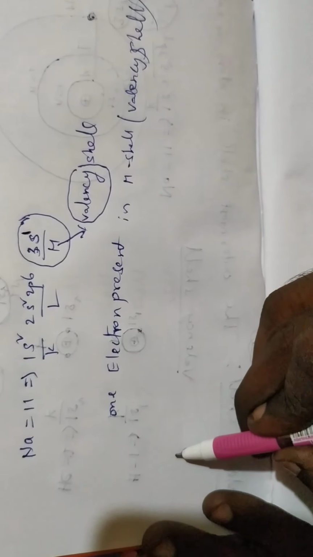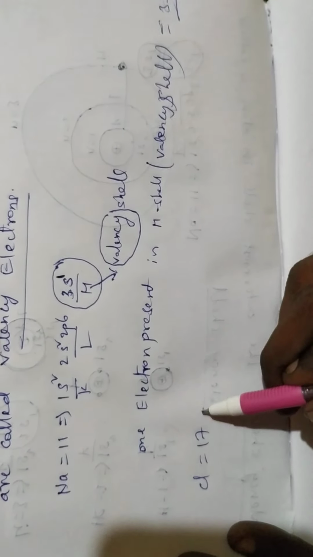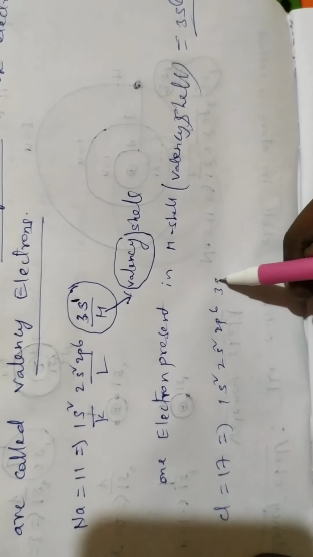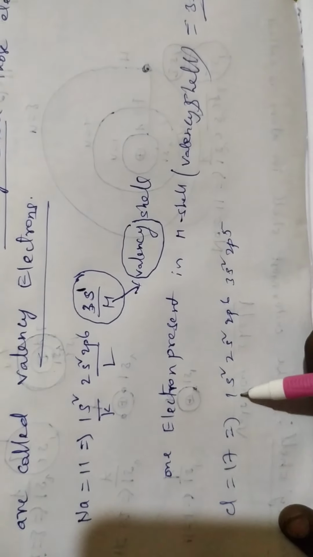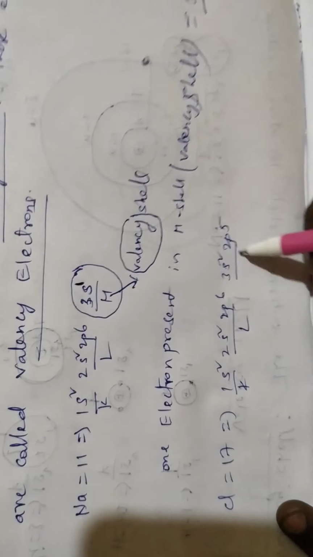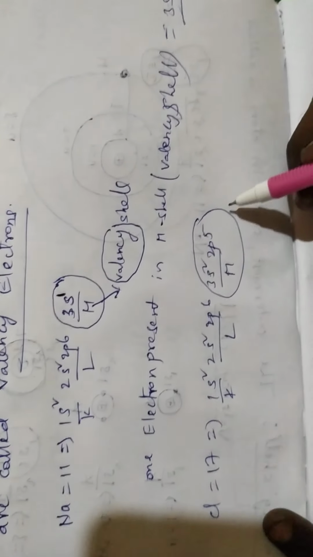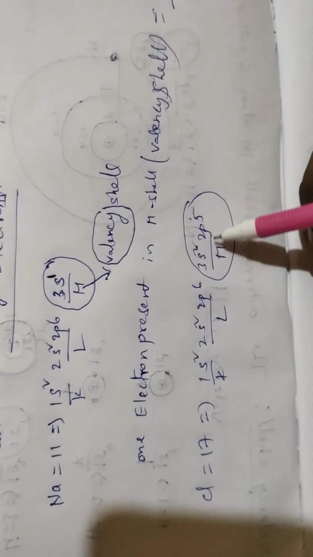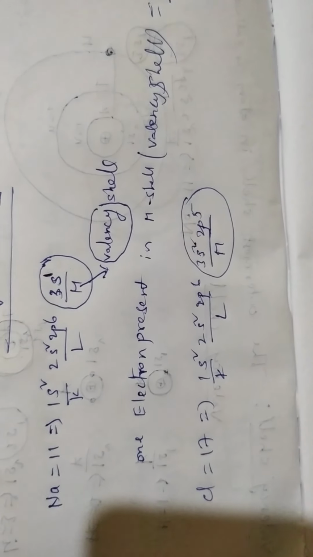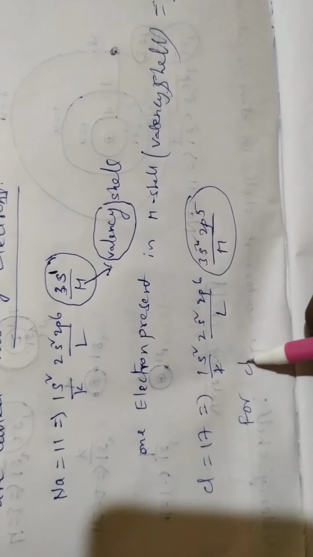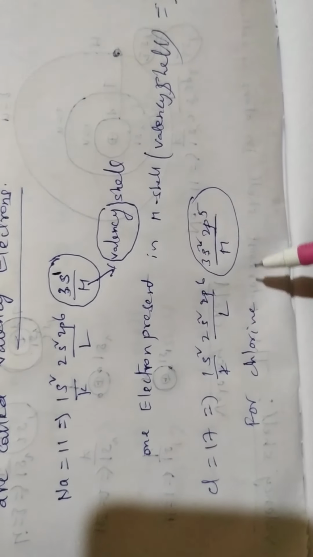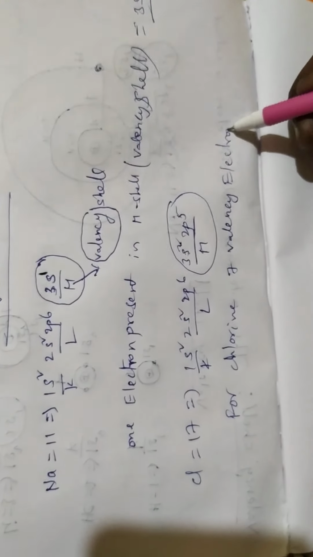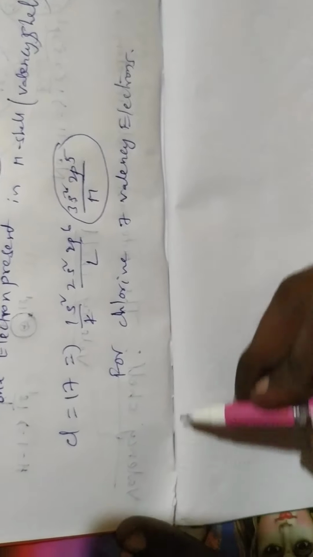For example, chlorine, 17 atomic number, 1s2, 2s2, 2p6, 3s2, 3p5. K shell, L shell, M shell. This is the valence shell. In the valence shell how many electrons are there? 2 plus 5, 3s2, 3p5, so 7 electrons are there. For chlorine, 7 valence electrons are there.